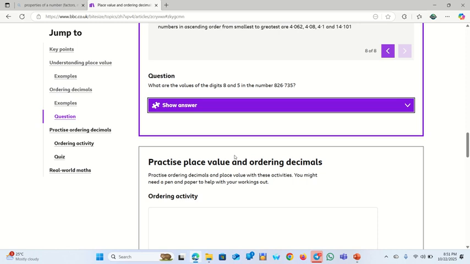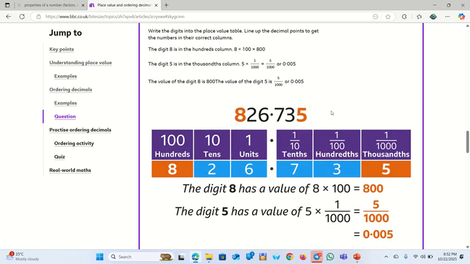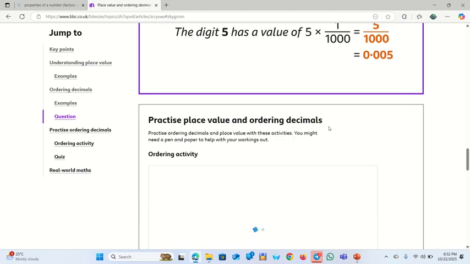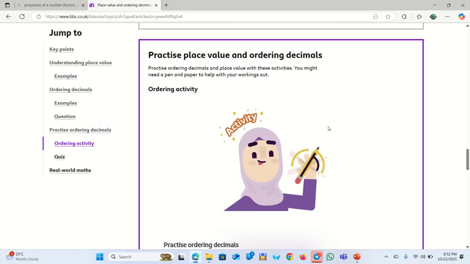So 5 would be the thousands, then 8 would be the hundreds. Okay, let's look at it together. Thousands and hundreds. That's simple, straightforward, no hanky-panky.